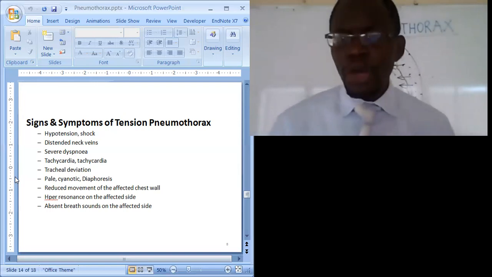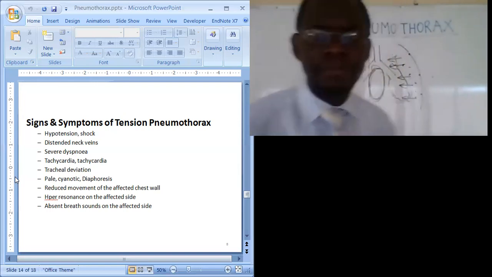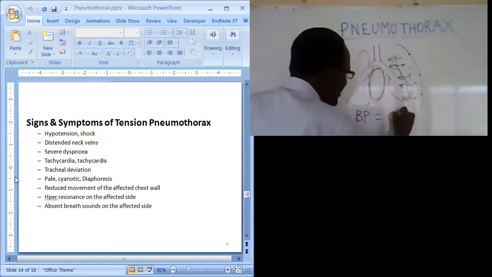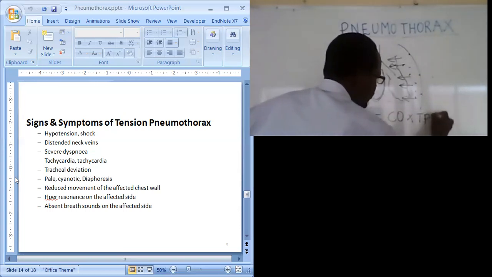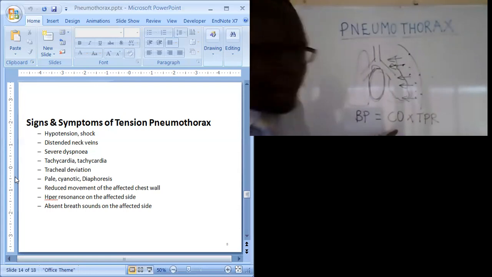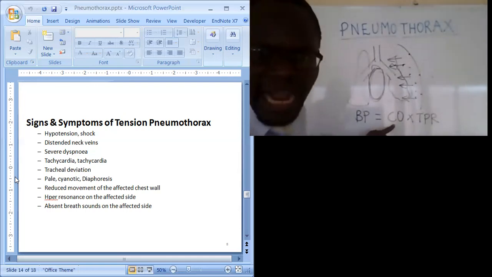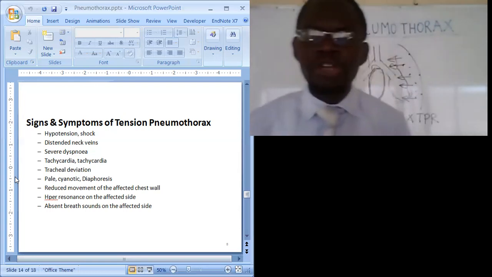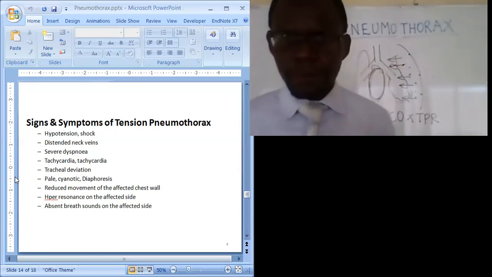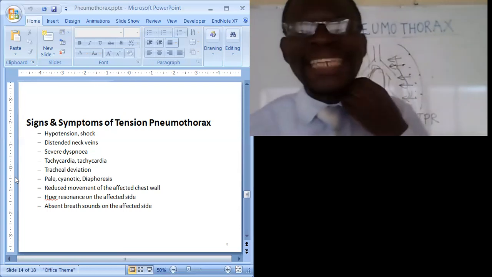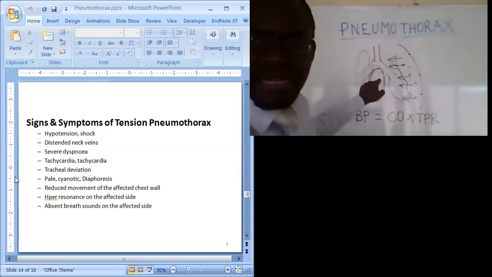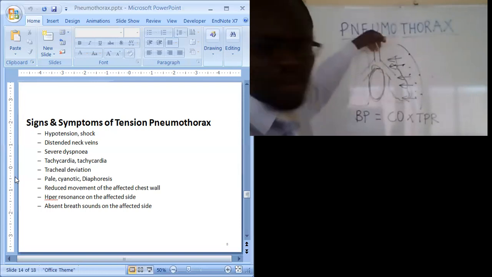Since cardiac output determines blood pressure, we know that blood pressure is equal to cardiac output times total peripheral resistance. So if we have very, very little blood returning, we shall have a very low cardiac output, which will in turn affect the blood pressure. Therefore we have a condition we refer to as hypotension. We also have shock. We have distended neck veins. The point again is that blood is not returning to the heart from the head region.